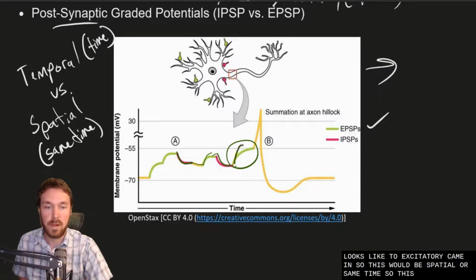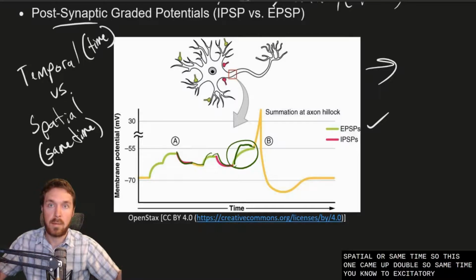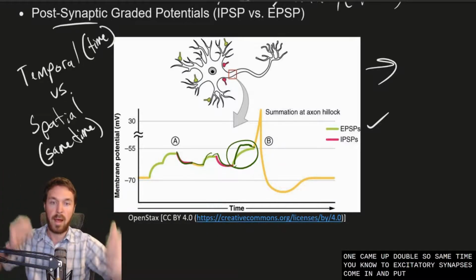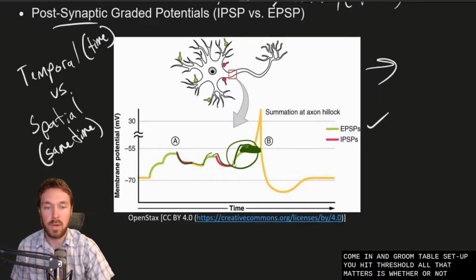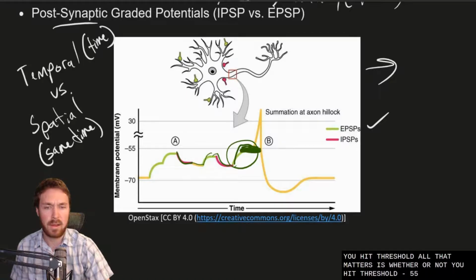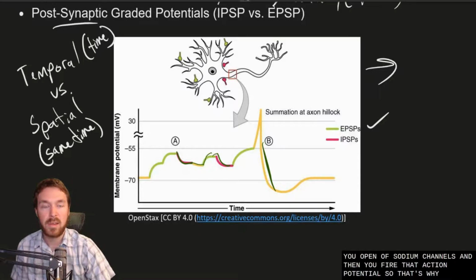So this one came up double. At the same time, two excitatory synapses come in, and boom, it pops up. You hit threshold. All that matters is whether or not you hit threshold, minus 55, minus 50 millivolts. You open those sodium channels, and then you fire that action potential. So that's IPSP versus EPSP.